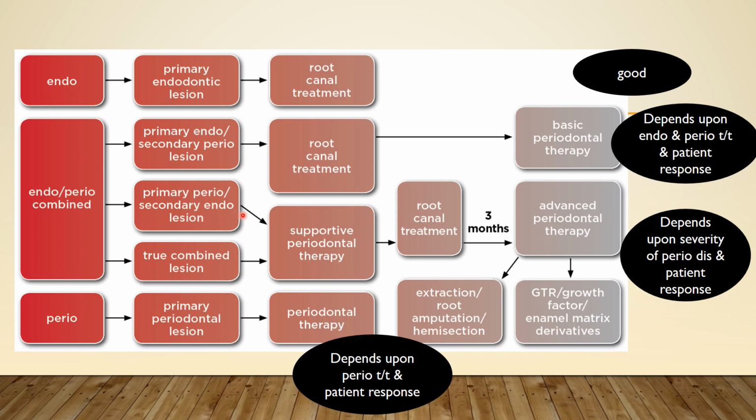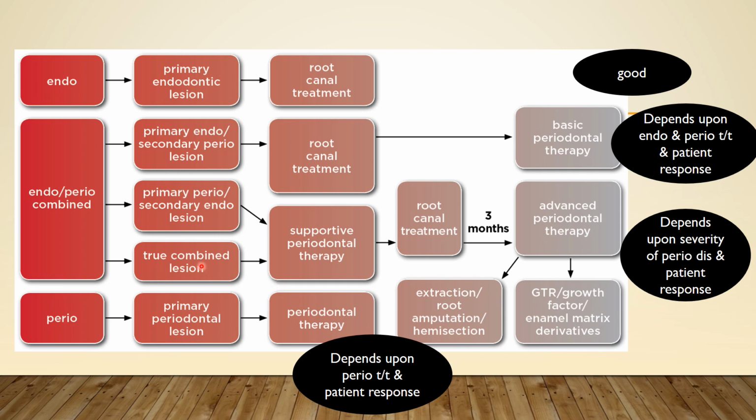For primary perio with secondary endo, you can start with supportive periodontal therapy, that is scaling, followed by root canal treatment, and after 3 months you can go for advanced periodontal therapy with GTR, growth factors, and or enamel matrix derivatives, all the components of regenerative therapy. If there is reduced patient response, or advanced periodontitis that cannot be treated with regenerative procedures, it will always go for extraction, root amputation or hemisection.